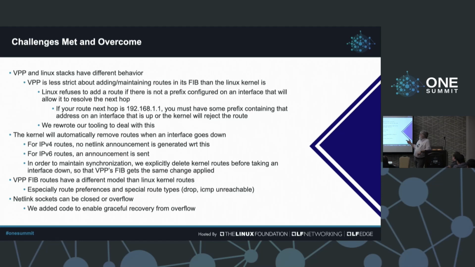The next thing is the kernel automatically removes routes when an interface is taken down. With v4, you get no Netlink messages about this. With v6, you do. So we take care of that: before we take an interface down, we delete all the routes so that things stay in sync.